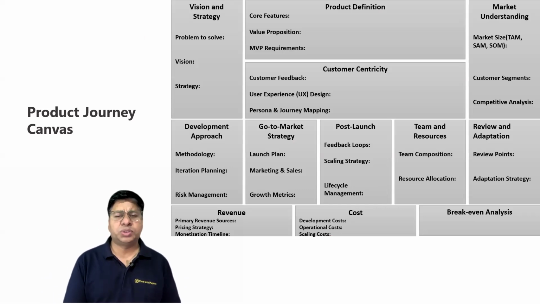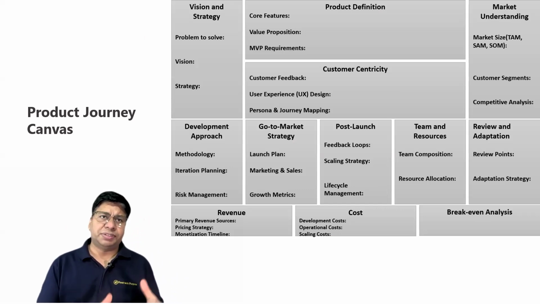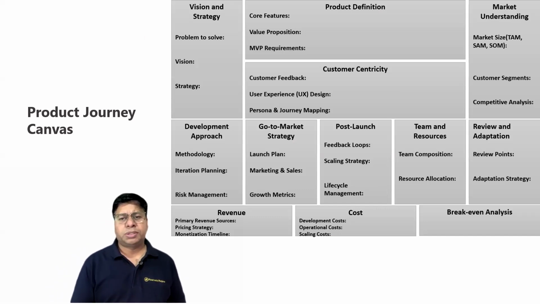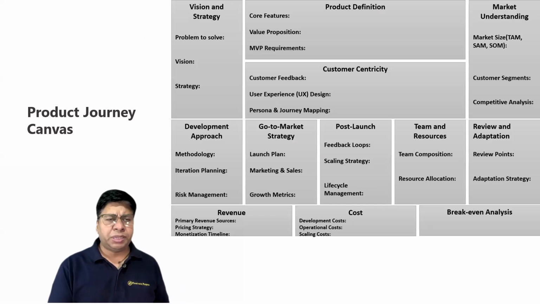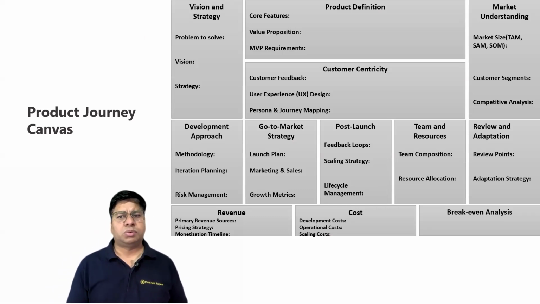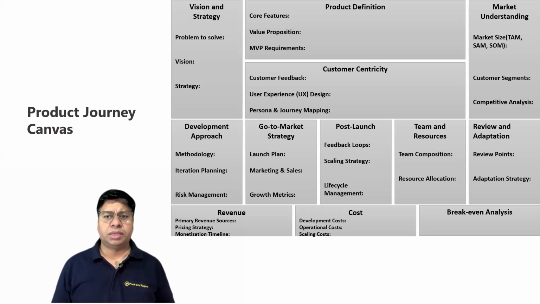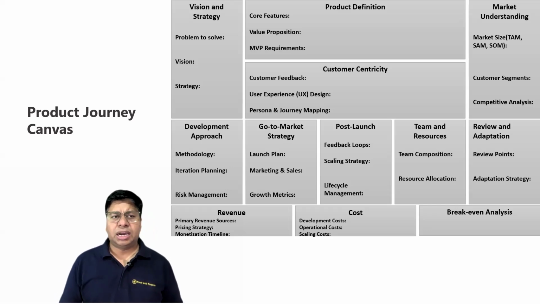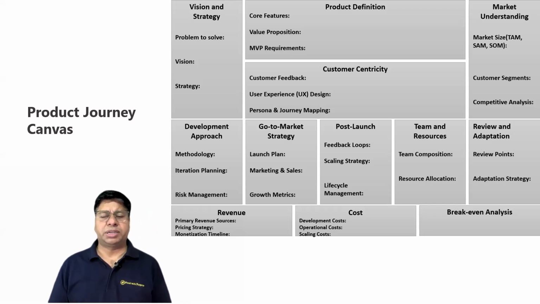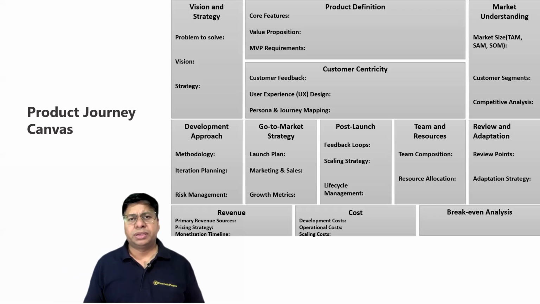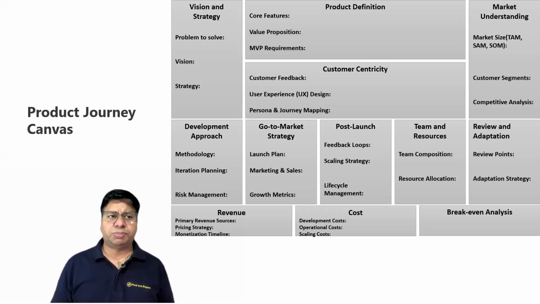The first thing is vision and strategy. In the vision and strategy, we need to fill three things. What is the problem we are solving? What pain point are we addressing? What is our long-term vision? What is the big picture, the big goal you are looking at? And for the strategy, how do you plan to win the market? That's very important, right?